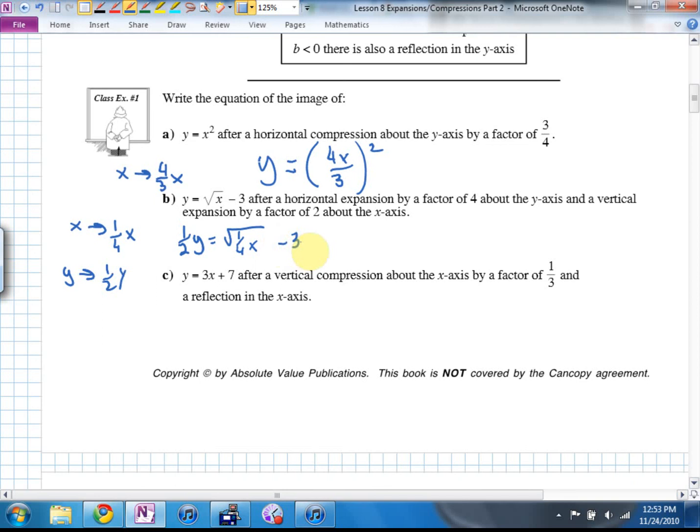How can I move this 1/2 over? I'm going to multiply by 2 and by 2. This is actually going to be y equals a 2 in front, square root of 1/4 x, and then minus 6. Okay. Let's leave C, turn the page.